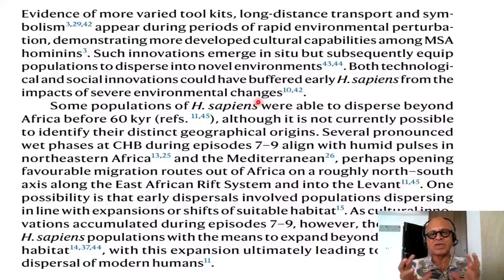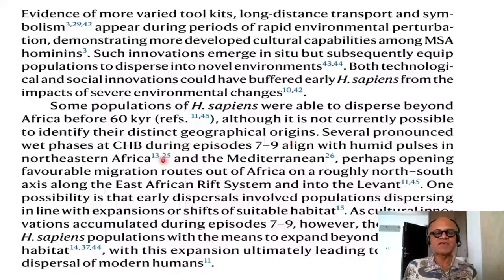So the adaptation capacity and adaptability that we talked about, genetic versus cultural, behavioral, and so on, play into these narratives, but again you have to buy the idea of environmental determinism before you can accept these correlated combination of evidences from archaeological and other two environmental signatures. Some populations of Homo sapiens were able to disperse beyond Africa before 60 kiloyears, although it is not currently possible to identify their distinct geographical origins.